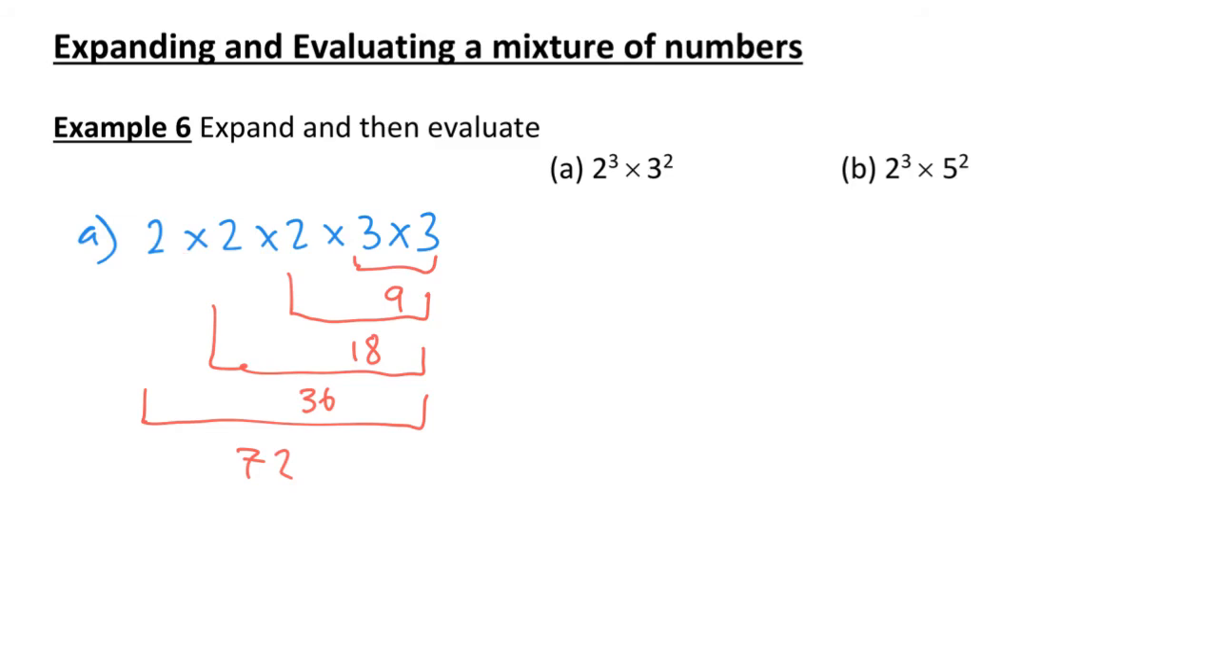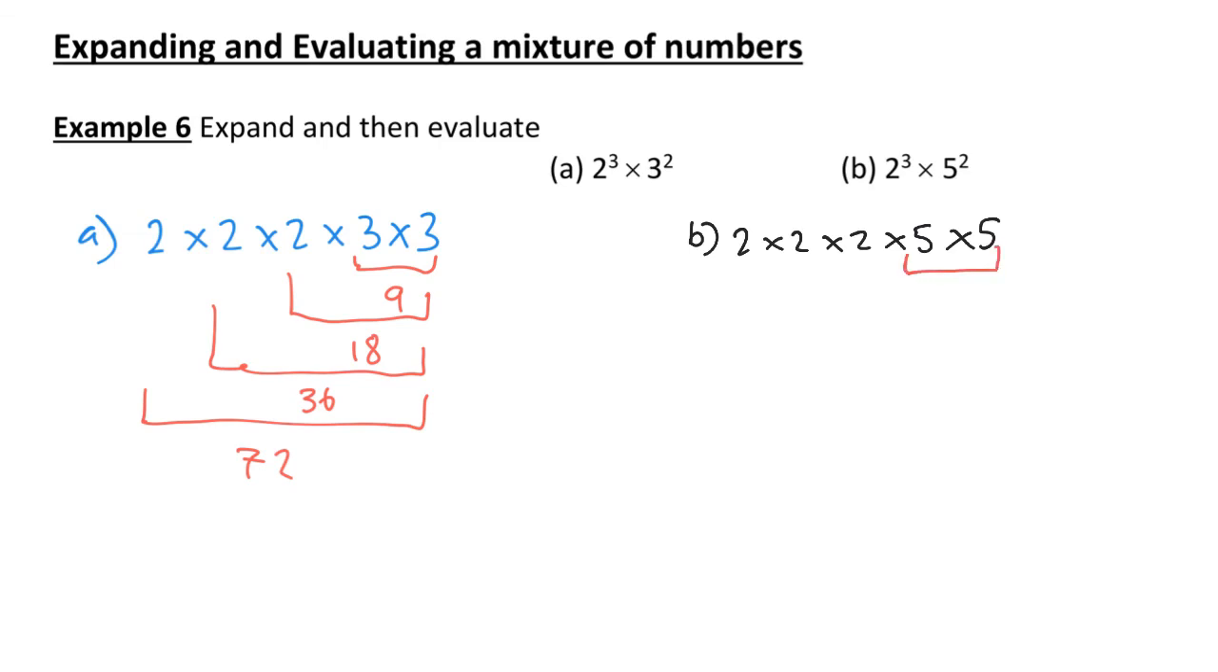Example B, again, write it out in full. That's what the expand means. So that's going to be 2 times 2 times 2 times 5 times 5. So we've got 3 2's being multiplied together and 2 5's. Again, the way that I like to think about it is go big to small.